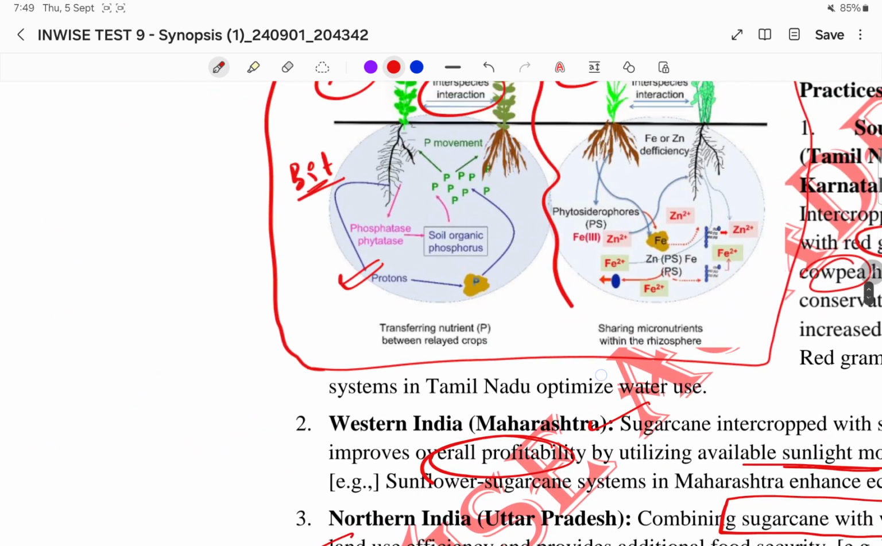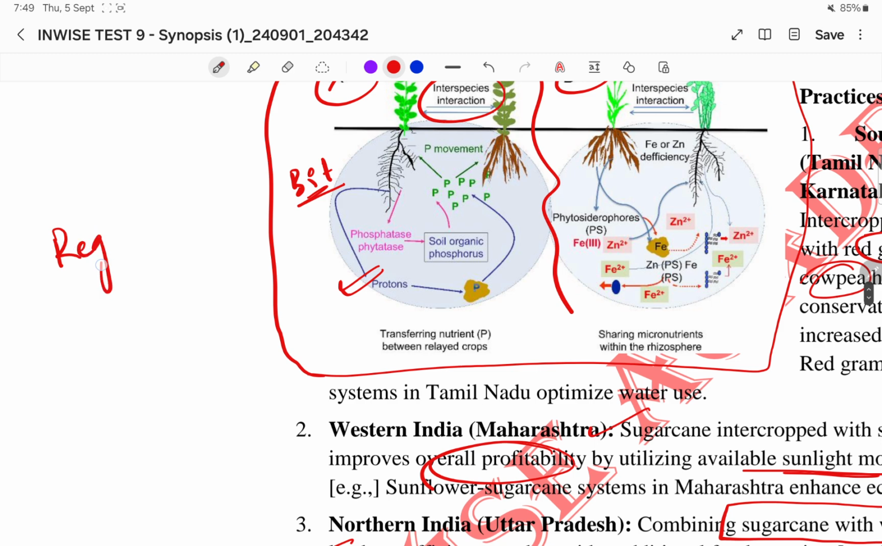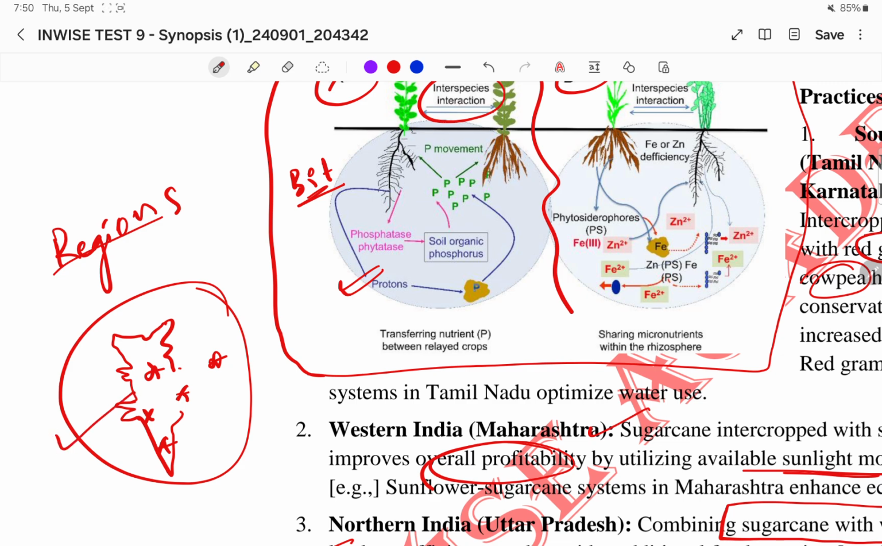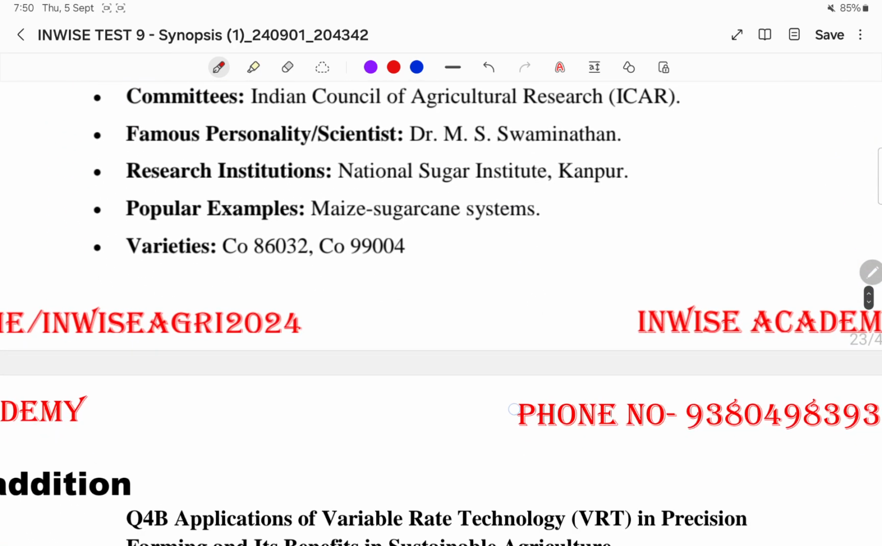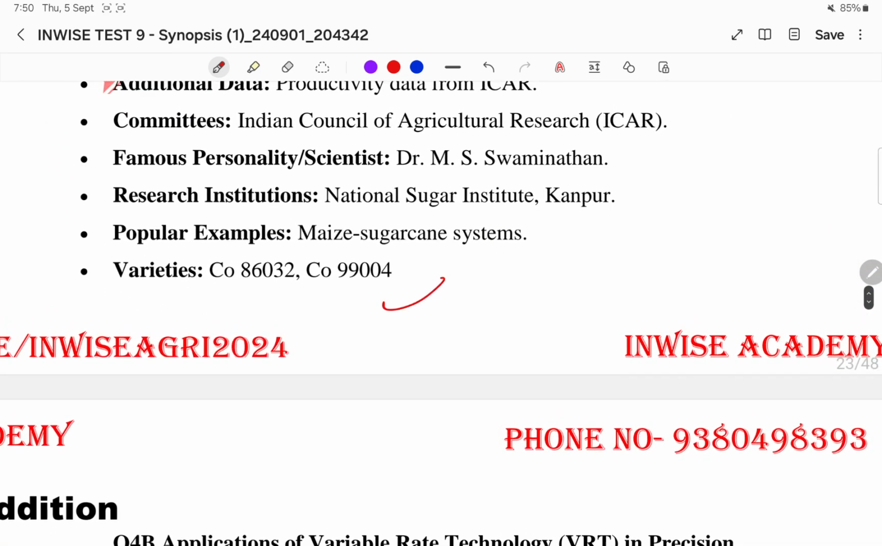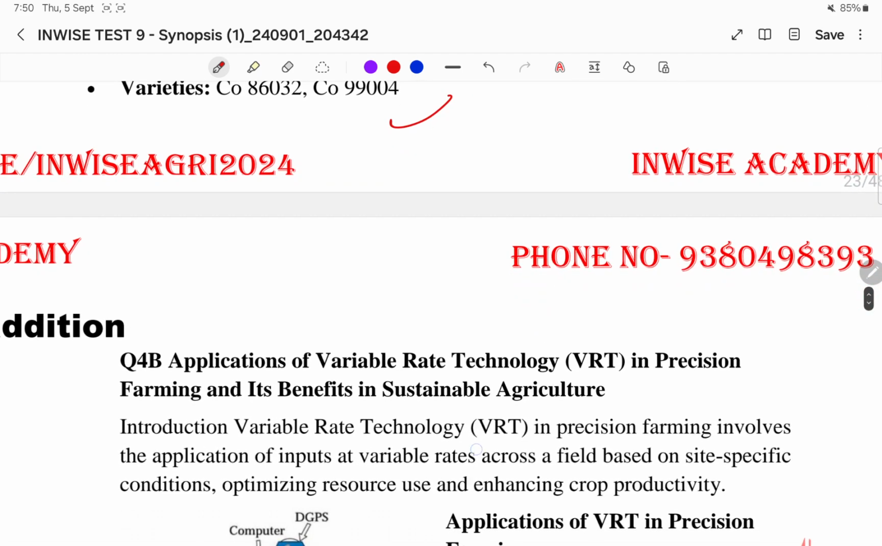See, one more point here. They're asking different regions, right? There you need to mention a map. So you just draw the map, okay? Sorry for the map. You just mention here and there, like in North India, what is the method, then in western part, in southern India, in northeastern or in eastern part of India. You just mention on the Indian map here. Fine. Okay, so popular varieties, examples we have given here.